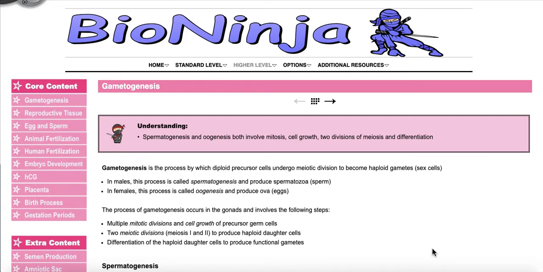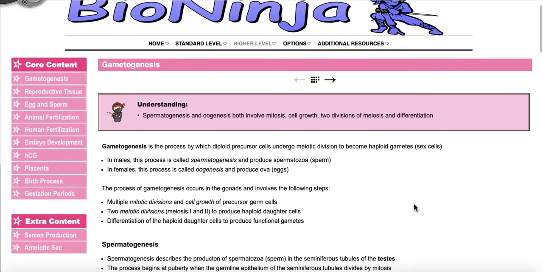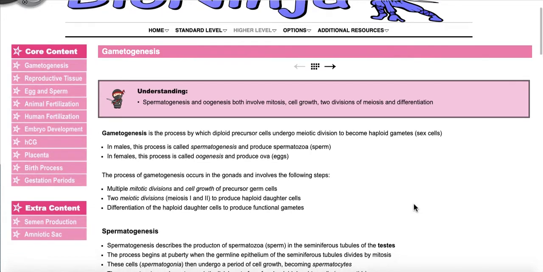Hello, IB Bio students. Today we continue with 11.4. This is the last section of topic 11, and we're going to look at gametogenesis.